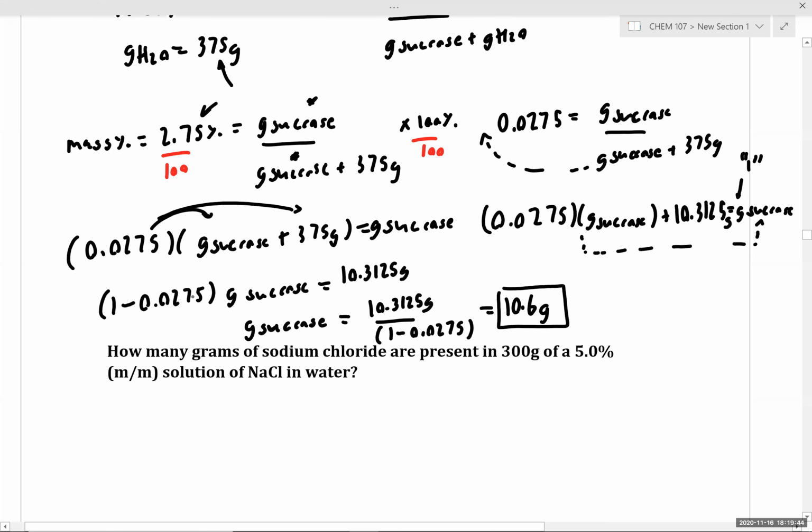Okay? Once we've solved for this term to isolate the grams of sucrose, we then divide by this 1 minus 0.0275 term. So we hit the division symbol and then parentheses 1 minus 0.0275. And at the end, when you punch this into your calculator, you'll get the raw value of 10.604 grams that you round to 3 sig figs. Does that answer your question? Yes, thank you. Perfect. Any other questions on this representative example?